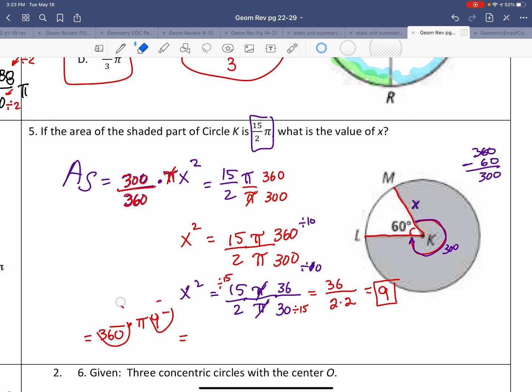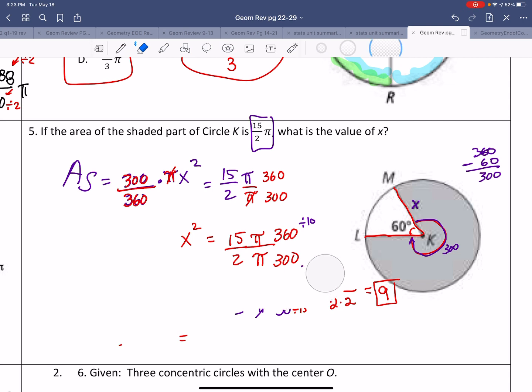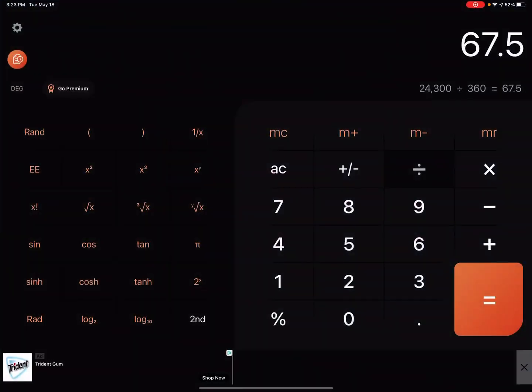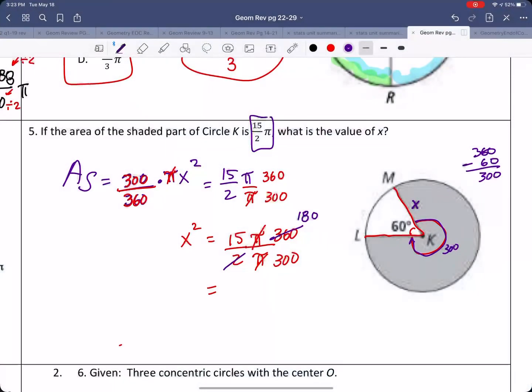Hold on. I'm getting a different answer, so I want to double check this. Okay, so I'm going to cancel this. Let me just multiply the numerator, or maybe I could cancel here. Divide by 2 would be 180 and divide by 2. So I have 15 times 180. 15 times 180, 270. Divide by 300.